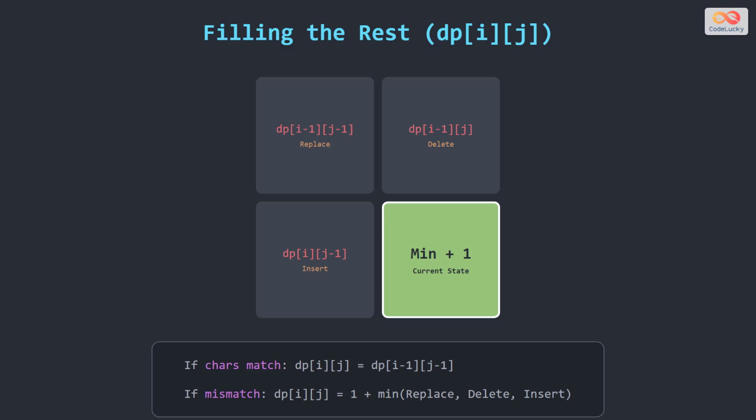To fill the rest of the table, we look at 3 neighbors. The top cell represents deletion, the left represents insertion, and the diagonal represents replacement. If characters match, we just take the diagonal value. If not, we take the minimum of the 3 neighbors and add 1.